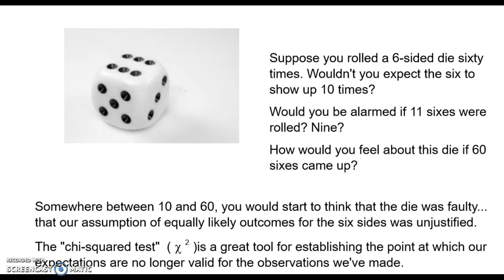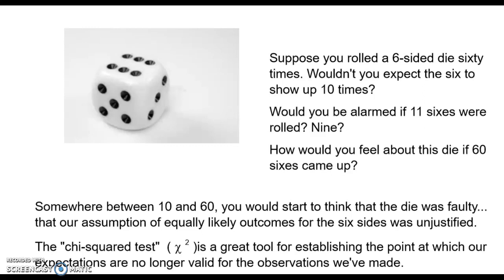But if a particular side came up 11 times, like 11 sixes or nine sixes, you probably wouldn't be too alarmed. You'd think, well, that's going to happen. It's pretty close to 10, and 11 and 9 are close. So there's nothing to think about here. We're still believing that our assumptions about the die are correct, that each side is equally likely to show up.